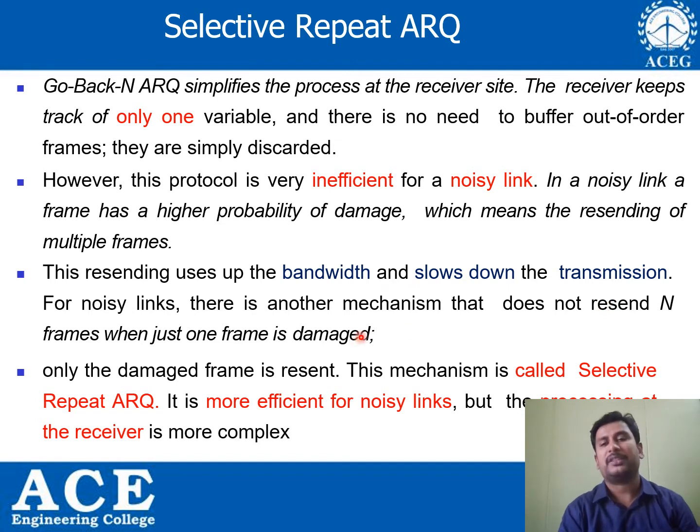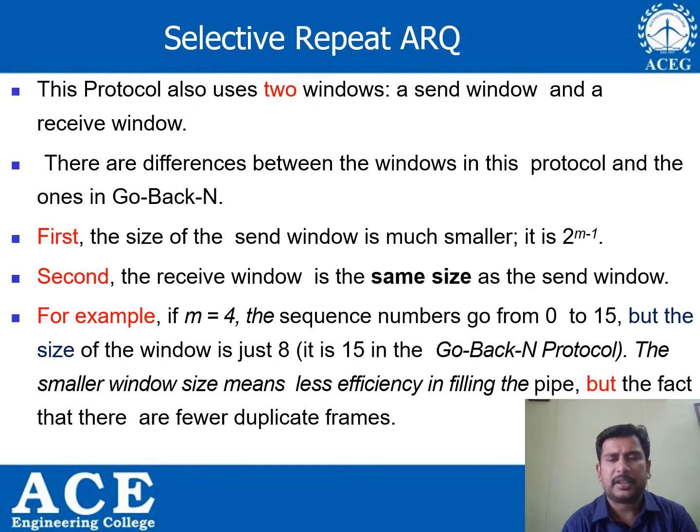For noisy links, there is another mechanism that doesn't need to resend all N frames when just one frame is damaged. If 2, 3, 4, 5 are sent and only 2 got damaged, why retransmit 3, 4, 5? Just 2 is sufficient. To implement this mechanism where only the damaged frame is resent, we use Selective Automatic Repeat Request. It is more efficient for noisy links, but the complexity of the receiver will be a bit more. In this protocol, we try to resend only the frame that got damaged.